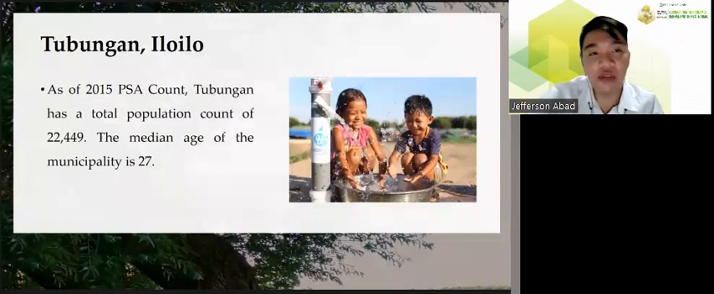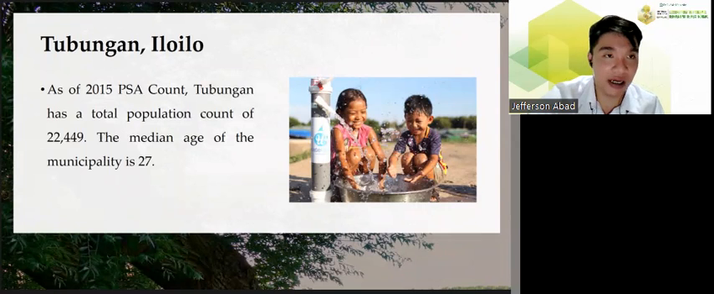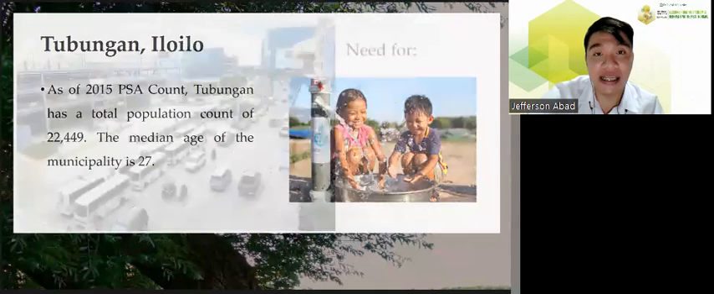According to the 2015 PSA census, Tubungan has a total population of 22,449. All barangays are considered as rural areas. Further, the median age of the municipality is 27, which indicates that half of the entire population is aged less than 27, and the other half are aged over 27.